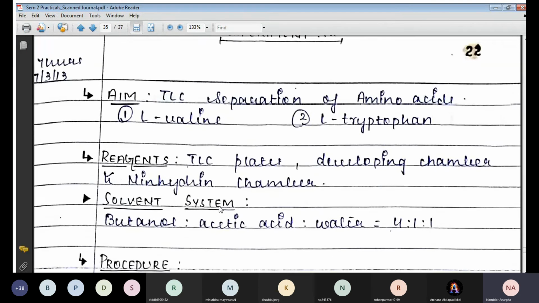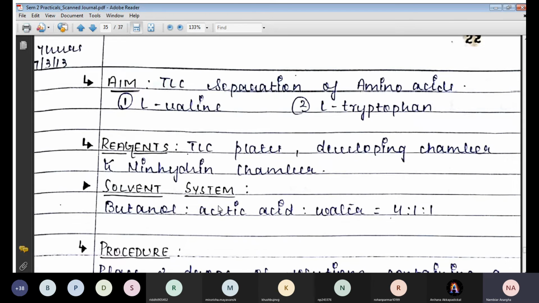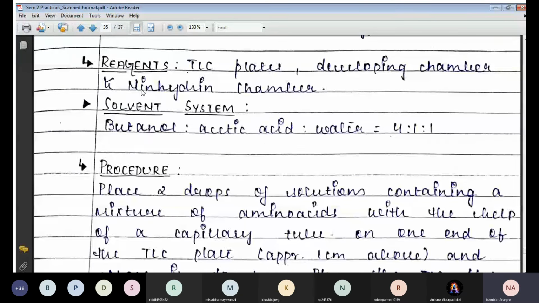Okay, so for today's session, our last practical for discussion is TLC separation of amino acids. The amino acids are L-valine and L-tryptophan. Here we use ninhydrin as the visualization reagent. The solvent system is butanol, acetic acid, water. We have three solvents in our mobile phase. So before I start, L-valine and L-tryptophan.